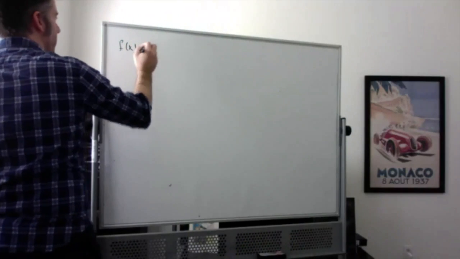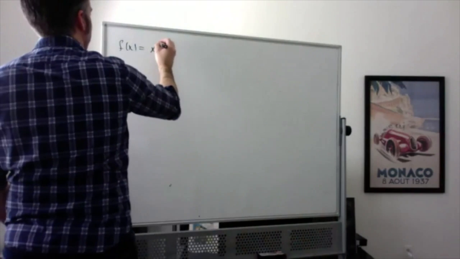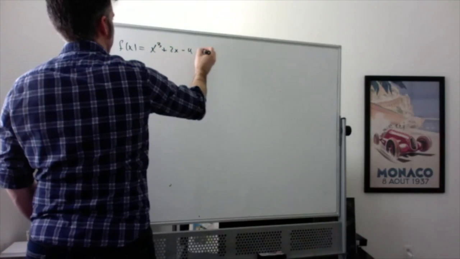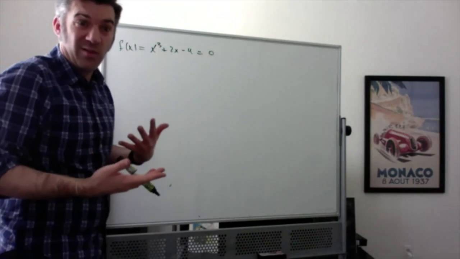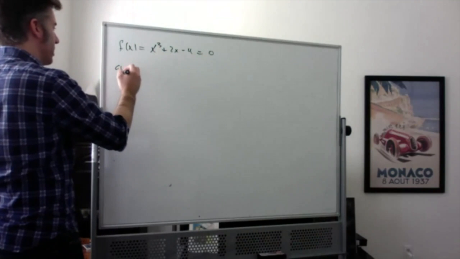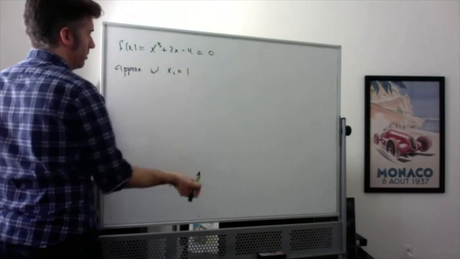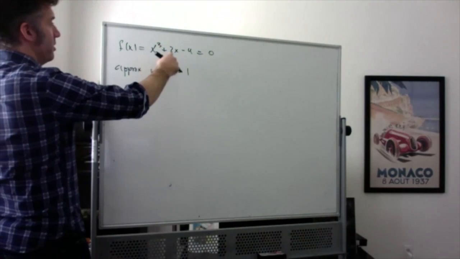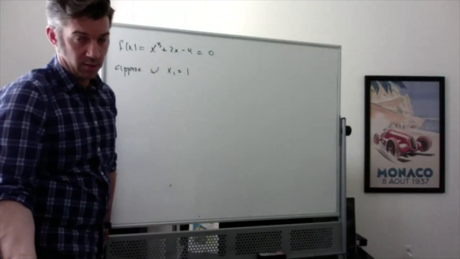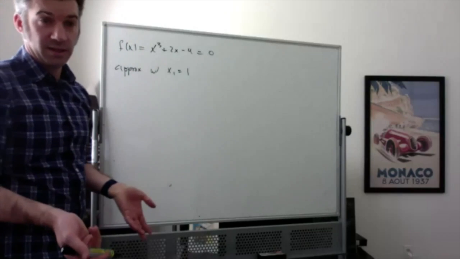Let's do this one. F of x equal to x cubed plus 2x minus 4. And we want to approximate, so again, Newton's method, we're trying to find the root. So we're going to approximate the root with x1 equal to 1. Is that actually a root? No. If you plug in 1, you get 1 plus 2 minus 4, which is not 0, it's negative 1. So then we just literally throw things into the formula.